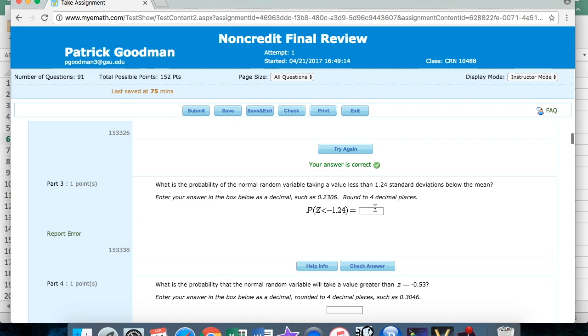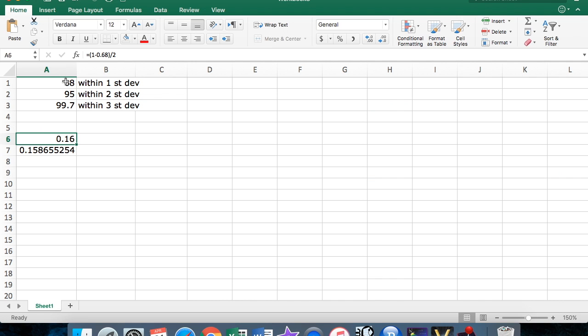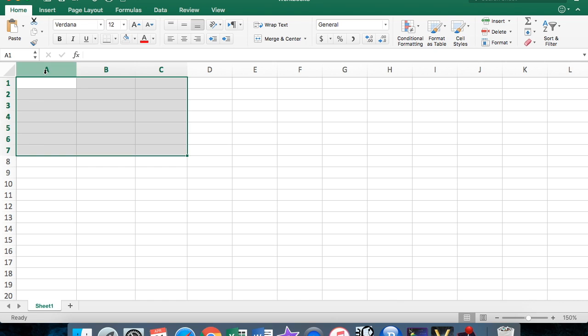Okay, now you have to use Excel for this part. What is the probability of a normal random variable taking on a value less than 1.2 standard deviations below the mean? I mean, you can do it by hand, but why? It would be too annoying. So let's do it.